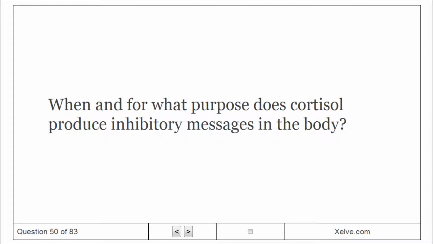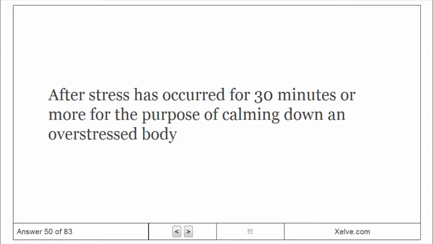When and for what purpose does cortisol produce inhibitory messages in the body? After stress has occurred for 30 minutes or more, for the purpose of calming down an overstressed body.